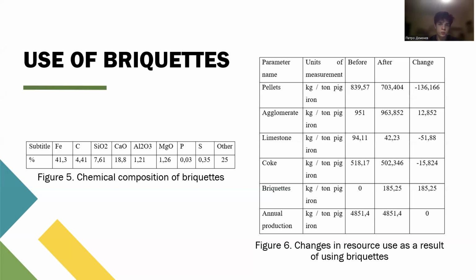Industrial tests when replacing 45 kilograms of briquettes per 1 ton of pig iron confirmed the reduction of coke consumption and a slight increase in furnace productivity, which makes this technology an effective and cost-effective solution.